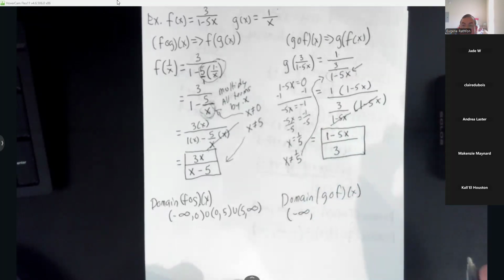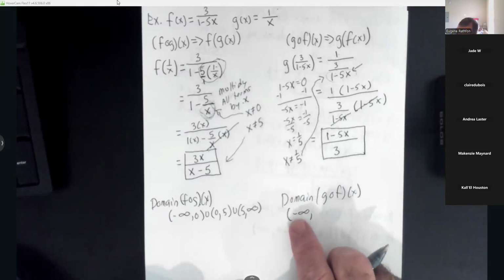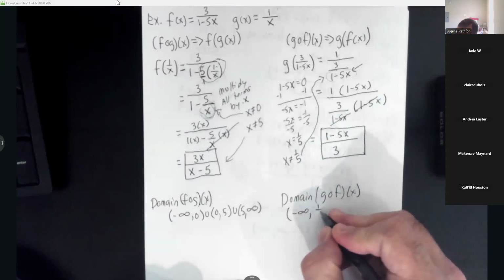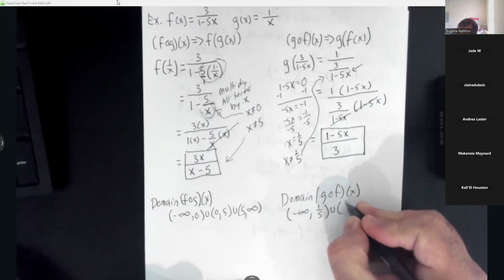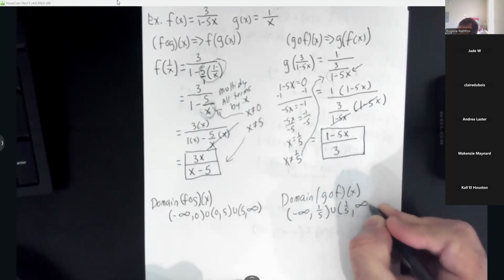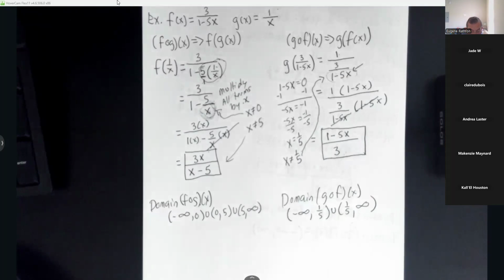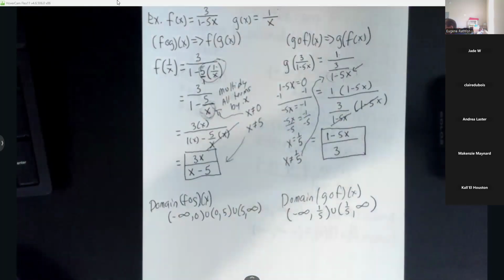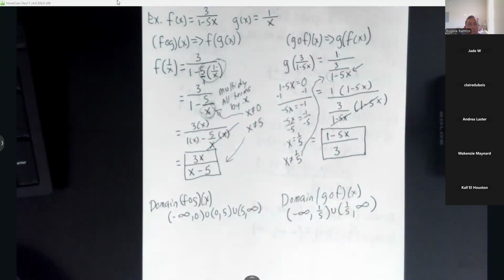So that's the only number I don't have to keep in my domain. So my domain will go negative infinity to 1/5, union 1/5 to positive infinity. So y'all, my bad, that was 9.1, composition of functions.